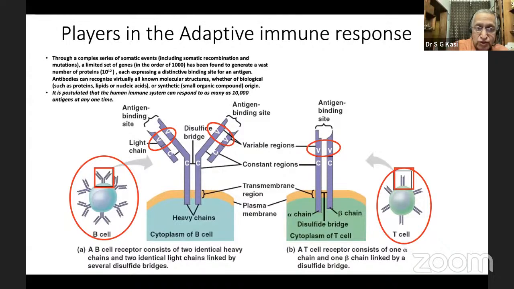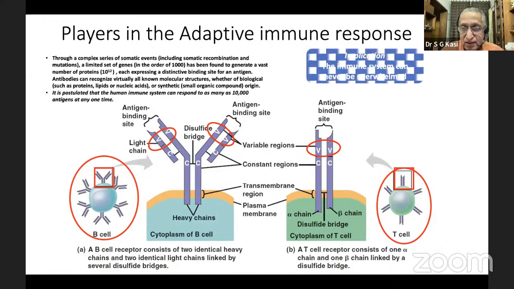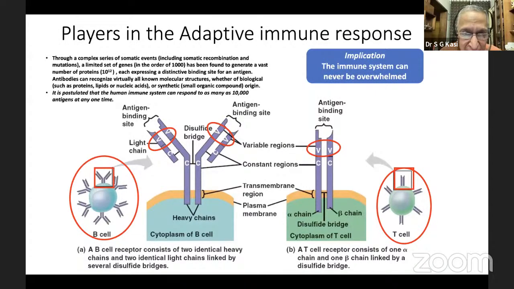Moreover, it is postulated that the human immune system can respond to as many as 10,000 antigens at any one time. So what is that implication for us in our practice? The immune system can never be overwhelmed. You can give any number of vaccines at a particular time, and the body will be able to respond to each and every antigen that you deliver.